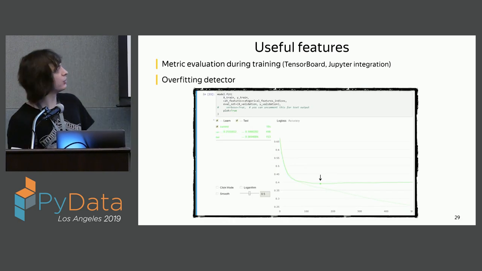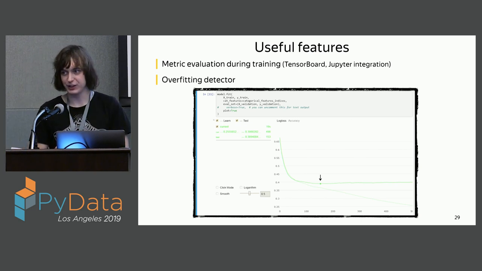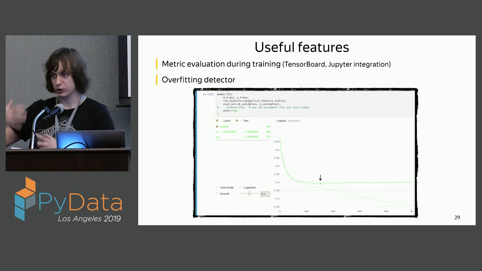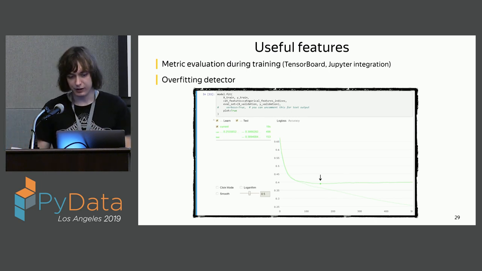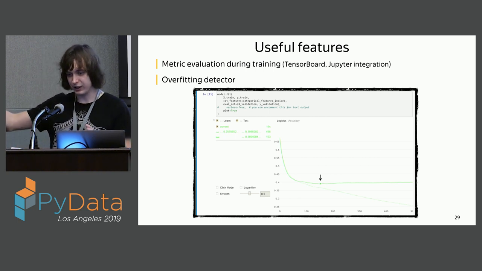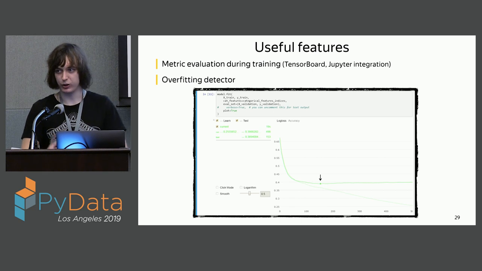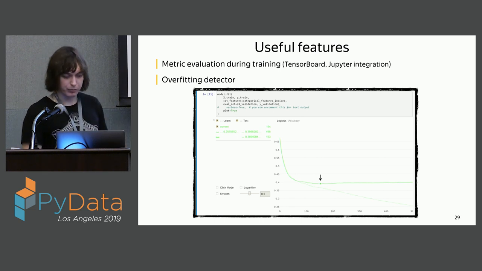One next useful feature is the overfitting detector. We could compute these metrics, and also we could automatically decide that you start overfitting, that you don't need to train more. So we will stop automatically, and you don't need to set iterations to a very big number and look at plots to not waste your computation resources.